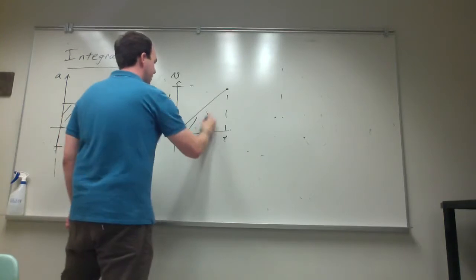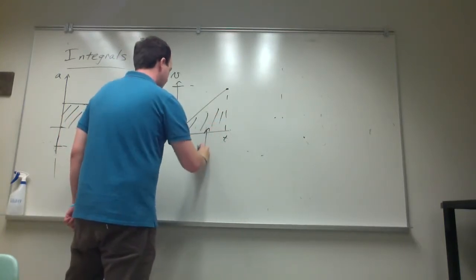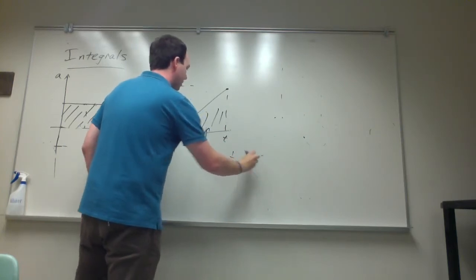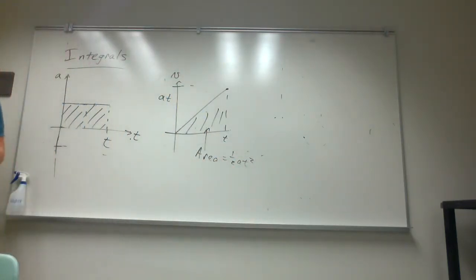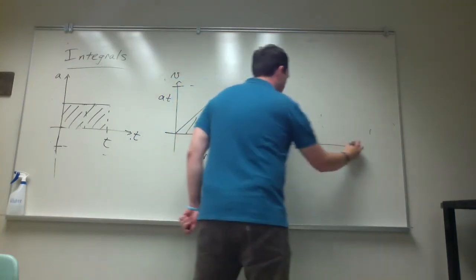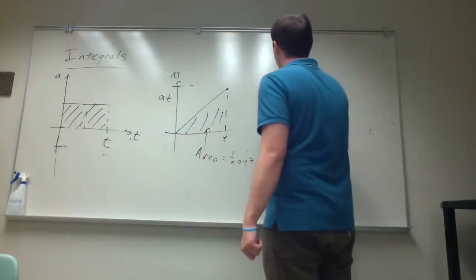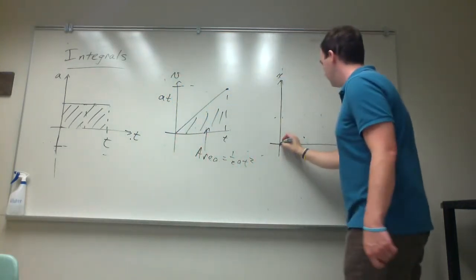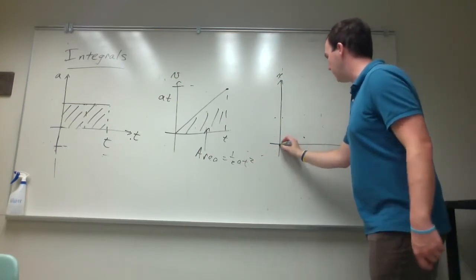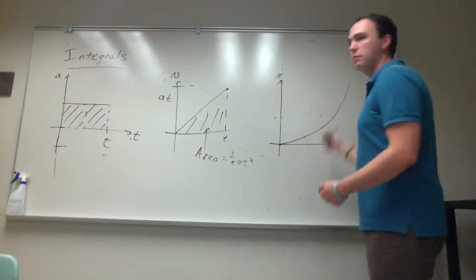Right? So the area is 1/2 a t squared. 1/2 base times height. So that means that if I start at x equals 0, well, after t seconds, I should be at 1/2 a t squared, so that plot over time is going to be a parabola.